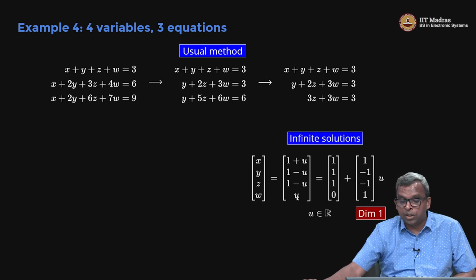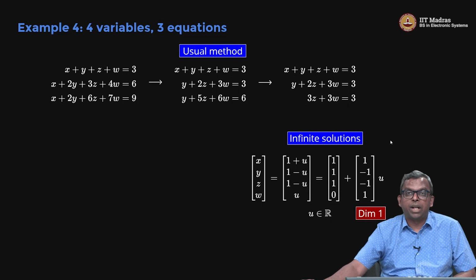So you put w equals u, and u could be any real number r. Then once you put w is u, z becomes 1 minus u, and then when you plug it back in here, y becomes 1 minus u, and then x becomes 1 plus u. Okay, you can check that all these things are true. Okay. Now again we know that this is a dimension 1 solution. In fact, you can separate it out nicely like this: (1, 1, 1, 0) plus u times (1, -1, -1, 1), and you see you have a dimension 1 solution in this particular case. And in fact, the number of solutions is infinite.